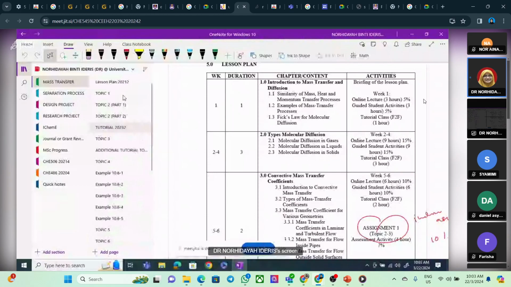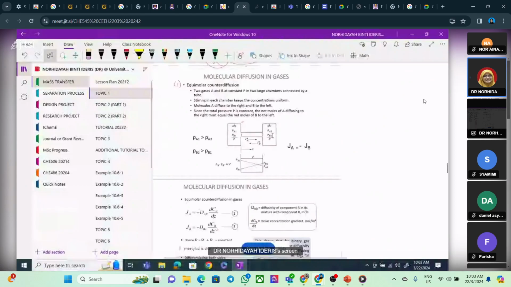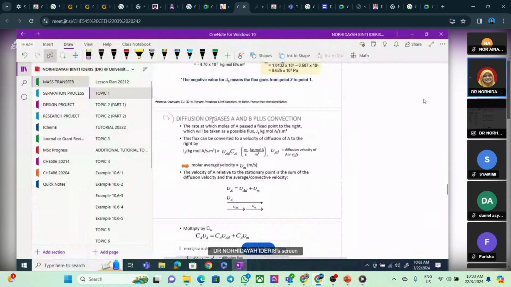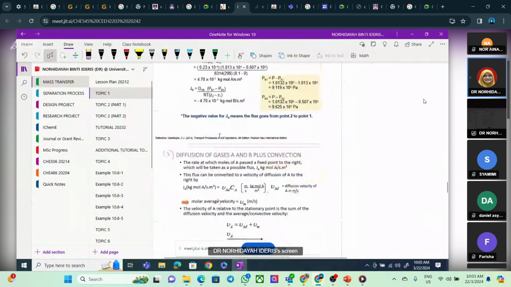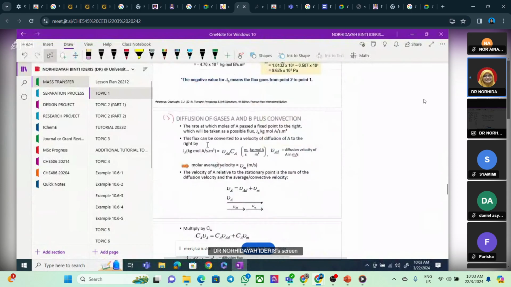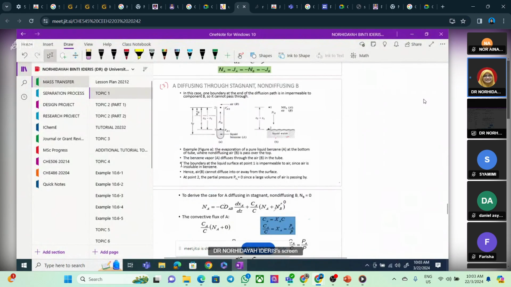For today's lesson, we're going to cover the molecular diffusion in gases. And you should know that under the molecular diffusion in gases, there are 5 subtopics. The first one starts with the equimolar counter diffusion. The second one, we are talking about diffusion. If we are talking about diffusion, the notation is GA. We are talking about the diffusion plus convection. The notation is NA.